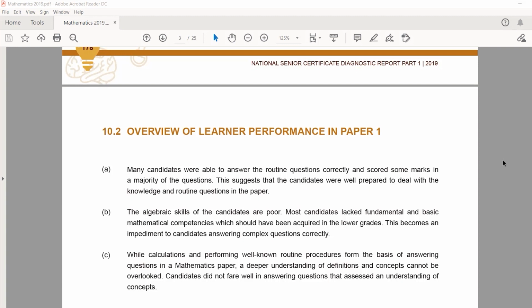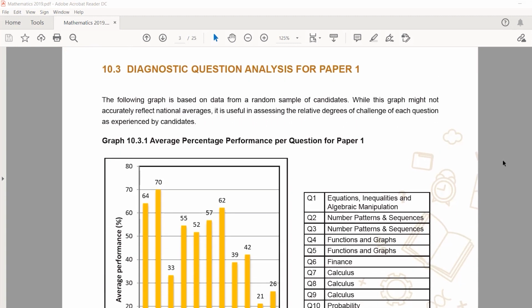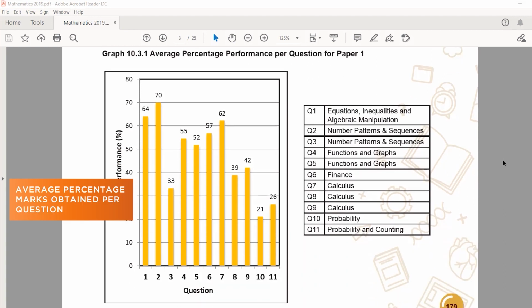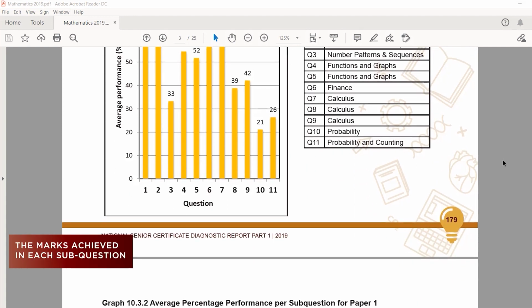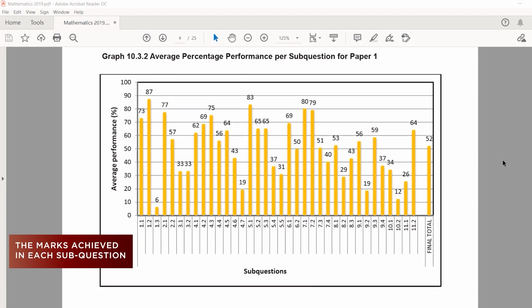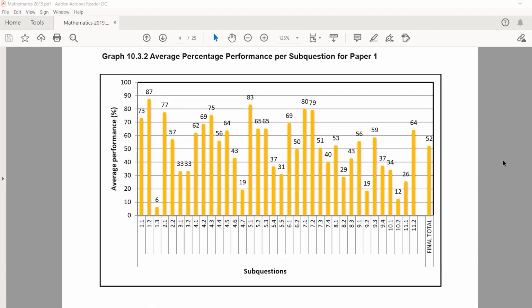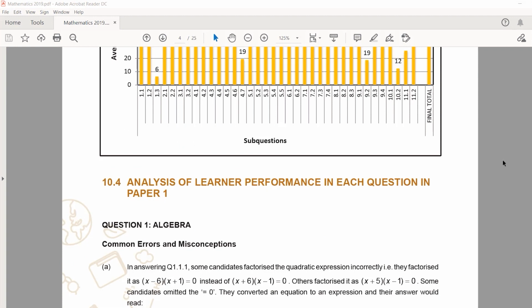The third section of the subject chapters contains the diagnostic question analysis. This section starts with a bar graph of the average percentage marks obtained per question of the exam, and another more detailed graph that shows the marks achieved in each sub-question. These graphs will give you a view of the difficulty that was experienced by previous year's learners when answering the exam questions. Below these graphs, you will find the most important information in the subject chapters.